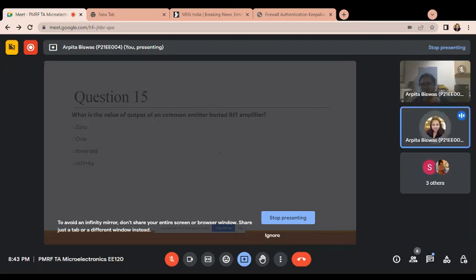So this is question number 15. What is the value of output of a common emitter based BJT amplifier? 0, 1, inverted or infinite? Option B, 1. Can you explain a little bit? No, sorry, inverted, madam. Samuel, can you explain?